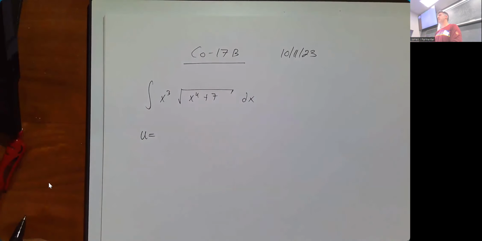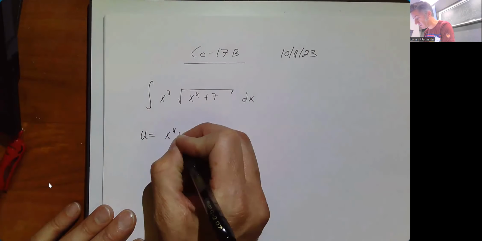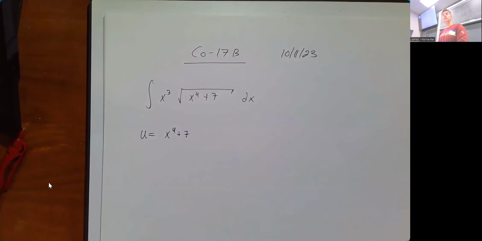There's a good choice here, and there's a not so good choice. And the good choice here is x to the fourth plus 7. And it's a good choice for two reasons. Reason one, it's inside the square root. That is almost always a good place to look, because it usually is the thing you want. Not always, but often is.